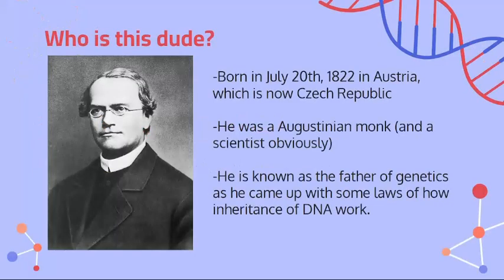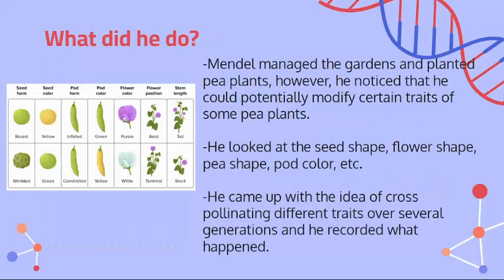Who is this dude? So this dude on the left, he looks pretty handsome, I know. He was born on July 20th, 1822, in Austria, which is now the Czech Republic. He was a monk, actually, and obviously he was also a scientist, or else he wouldn't have been able to discover traits and genetics. So he is known as the father of genetics. He came up with some laws on how inheritance of DNA actually works.